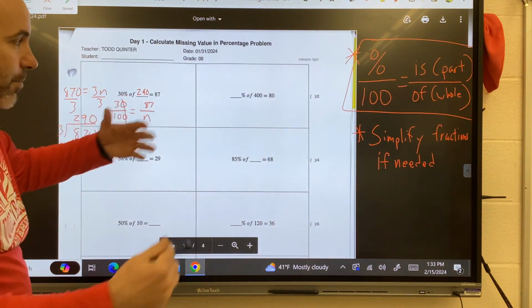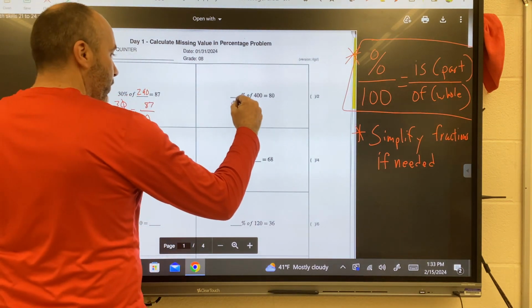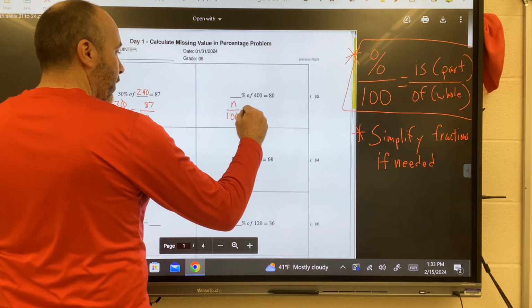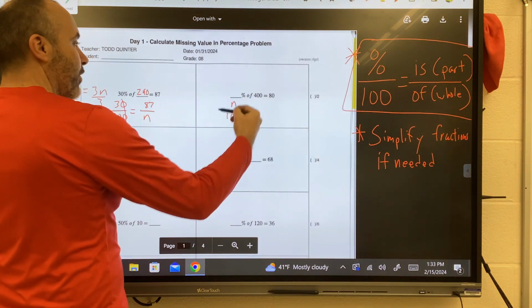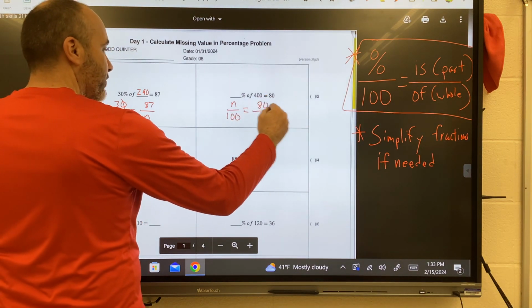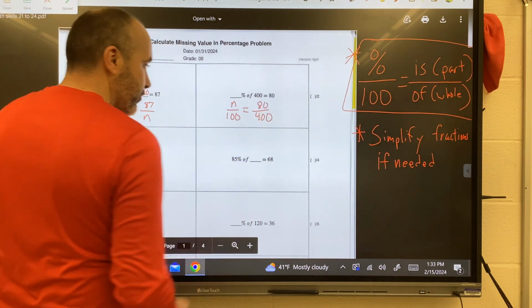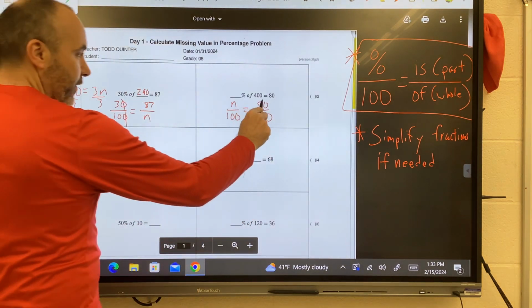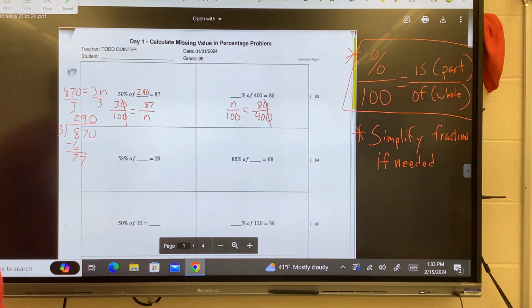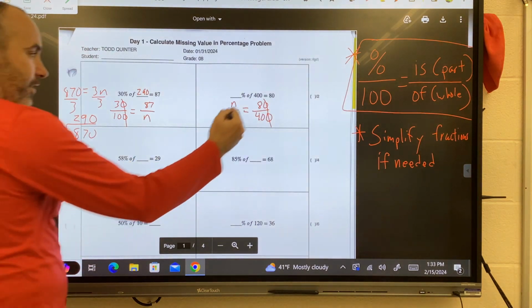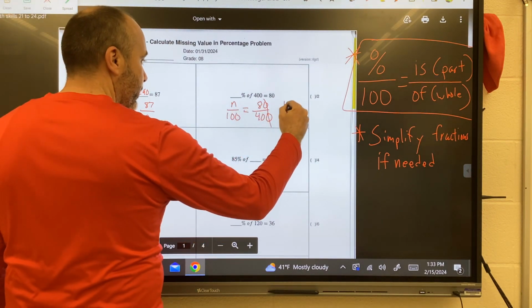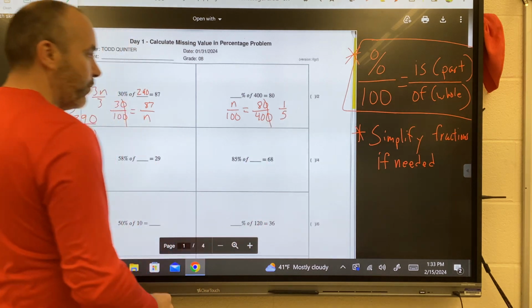For this problem, same idea. The percent is what we don't know, but the percent over 100 is over of. So 80 is the part, and the of is 400. I can simplify this. Cross the zeros out. It's kind of like dividing both by 10. And 8 over 40 is actually 1/5.